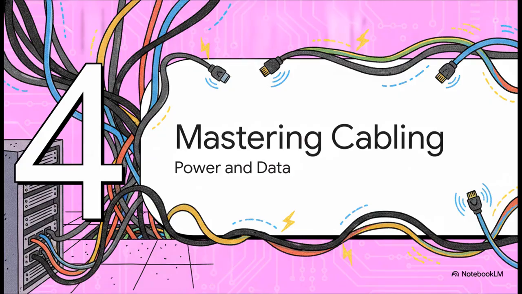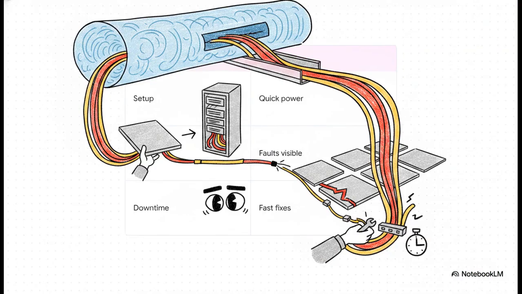Moving on to Section 4, Mastering the Cable Maze. Okay, so that exact same plenum that acts as an air superhighway also serves as the facility's nervous system, carrying incredibly dense power and data cabling. But crucially, these cables are kept totally separate from the airflow zones.